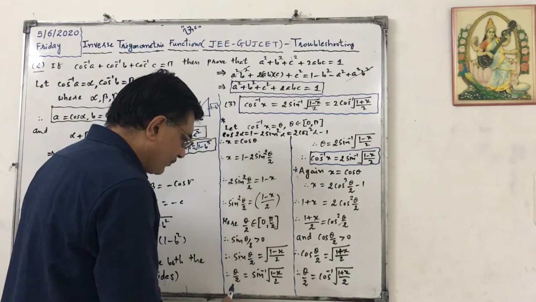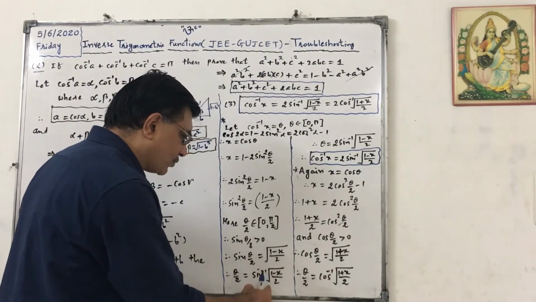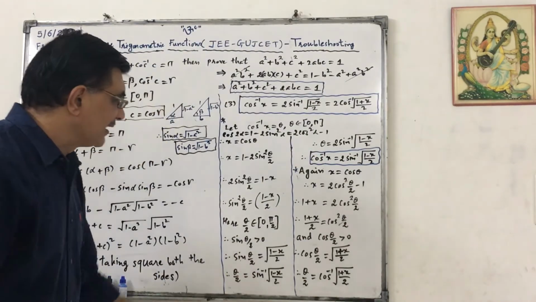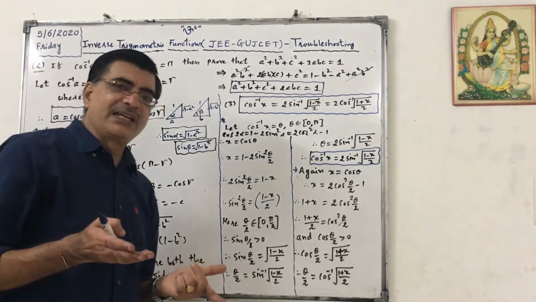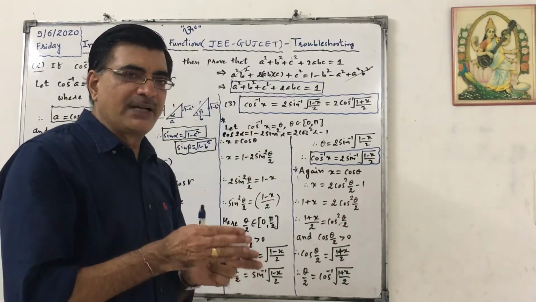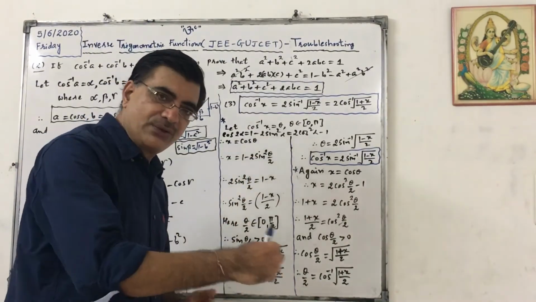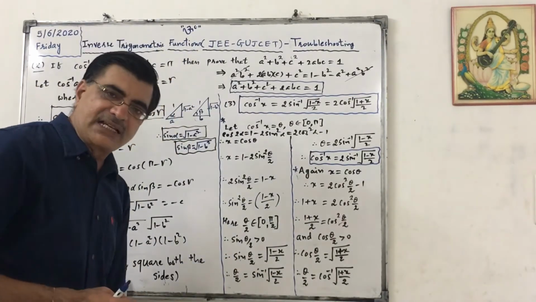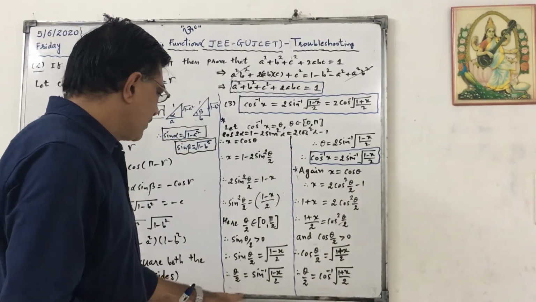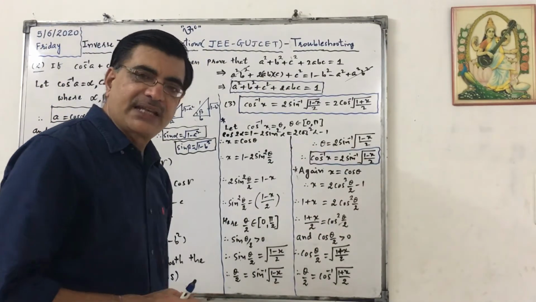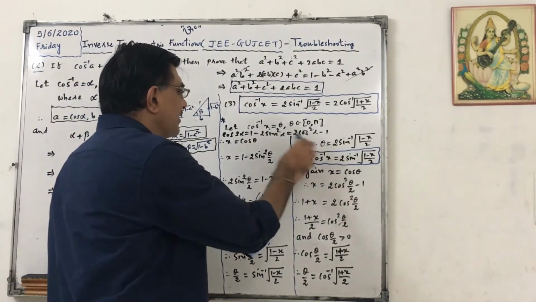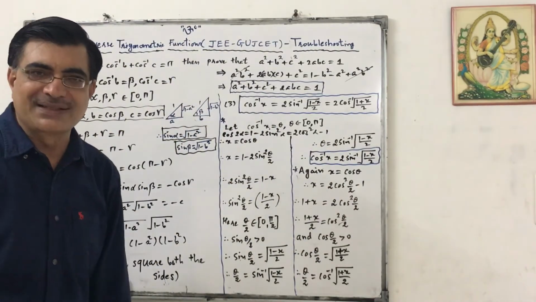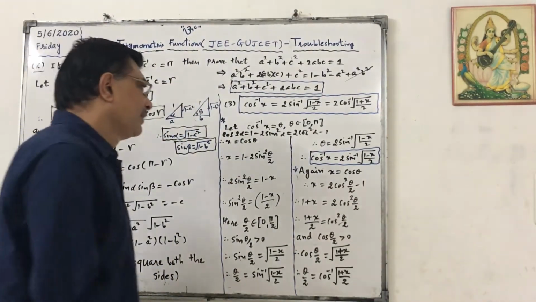So theta by 2 will be equal to sin inverse of square root of (1 minus x) by 2, because theta by 2 is in the range of sin inverse. What is the range of sin inverse? Closed interval minus pi by 2 to pi by 2, so theta by 2 is in it. So theta by 2 equals sin inverse of square root of (1 minus x) by 2. So theta will be equal to 2 sin inverse of square root of (1 minus x) by 2. Putting the value of theta, that is cos inverse x, cos inverse x equals 2 sin inverse of square root of (1 minus x) by 2.